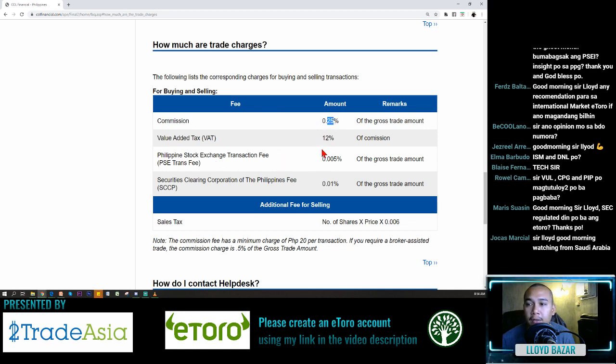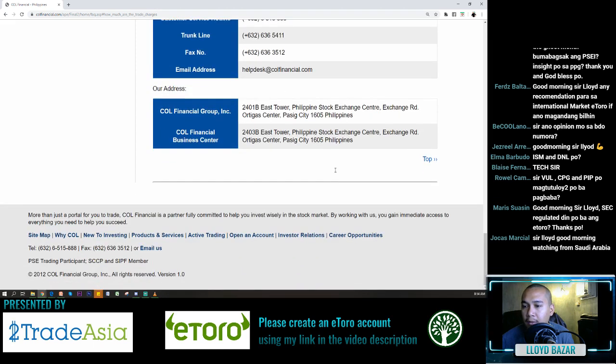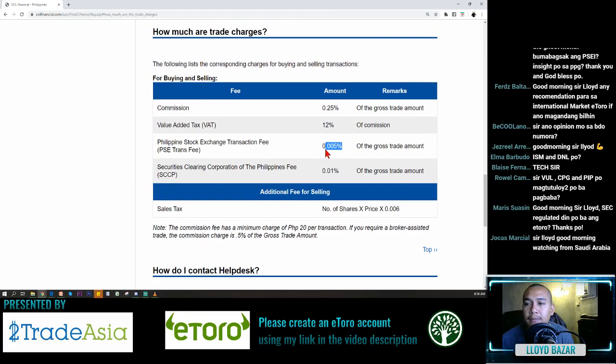Right? Meron pa ditong, sa commission na yan, 12% kinukuha for the VAT. And then we have transaction fee, which is 0.005%. Di ba 0.006 na yung bago? Right, so this is even the old. Mas malaki na yung ngayon. And then meron pang kinukuha na 0.01 si Securities Clearing Corporation of the Philippines. So 0.26 na yung lahat. 0.2265 with this one. So that's just one way for buying.